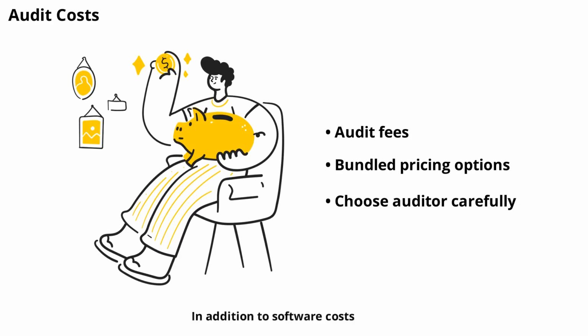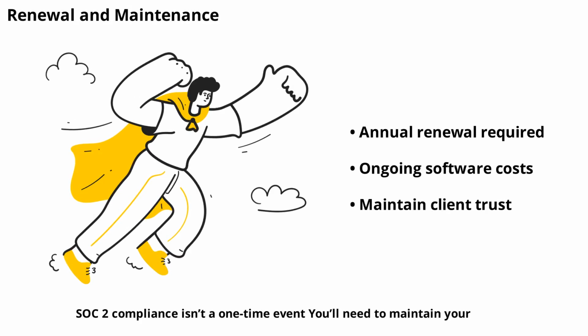In addition to software costs, you'll need to budget for the actual SOC 2 audit. For small real estate agencies, audits typically range from $5,000 to $15,000, depending on the scope and the auditor you choose. Some SOC 2 tools partner with auditors and may offer bundled pricing or discounts. SOC 2 compliance isn't a one-time event. You'll need to maintain your controls and renew your certification annually. This means budgeting for ongoing software costs, support, and possibly additional audits. Staying proactive will help you avoid lapses in compliance and keep your clients' trust.